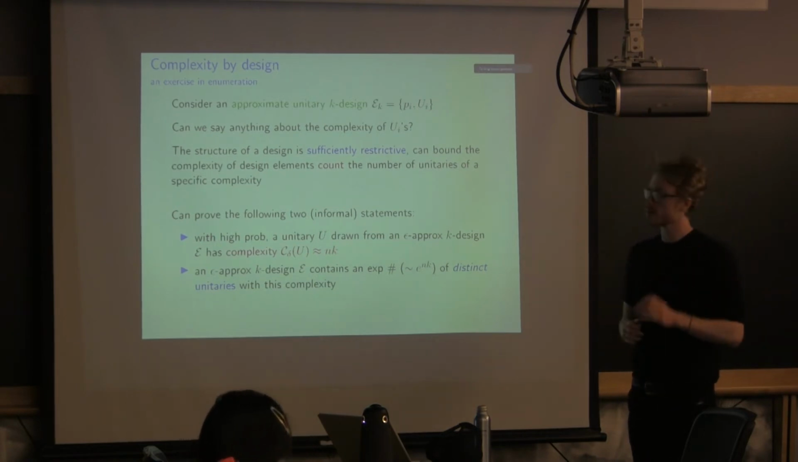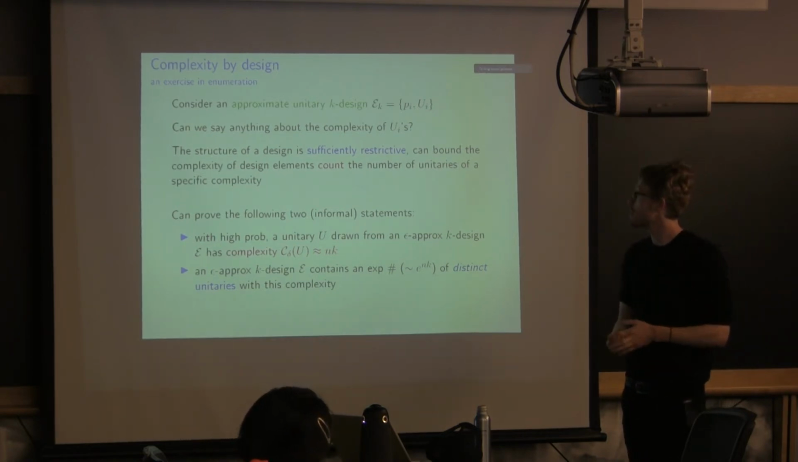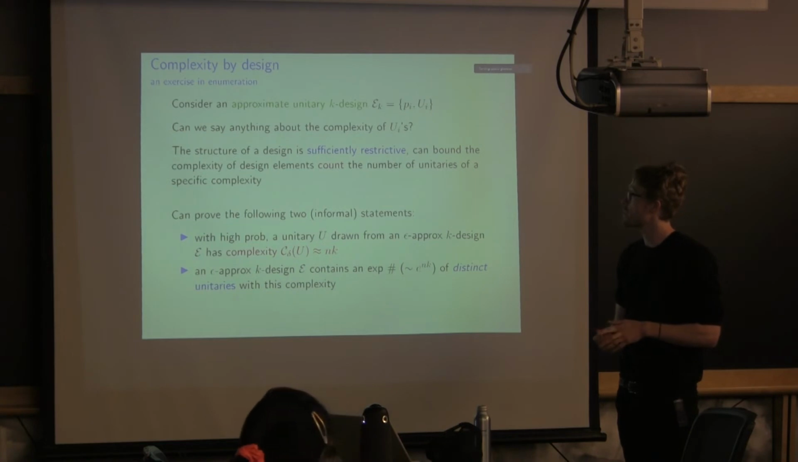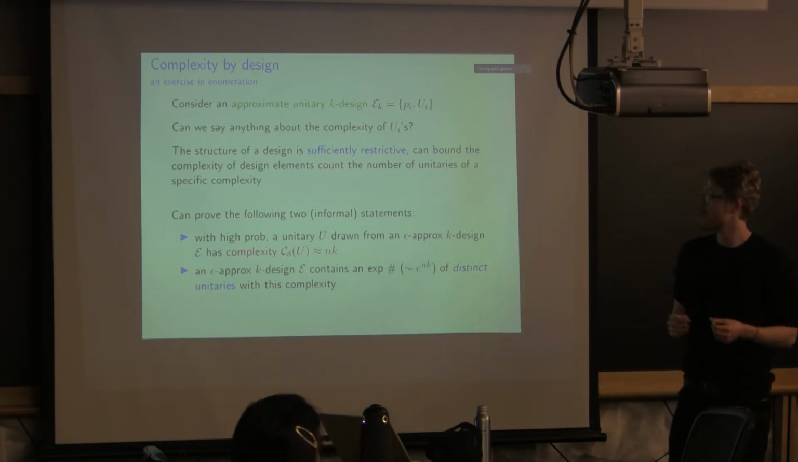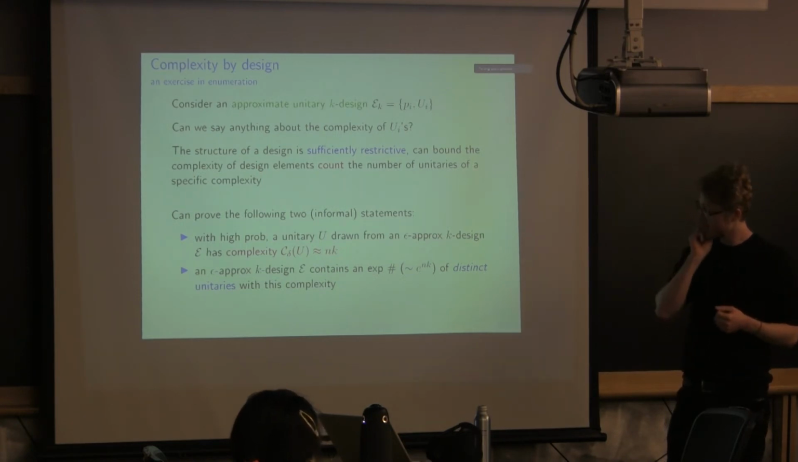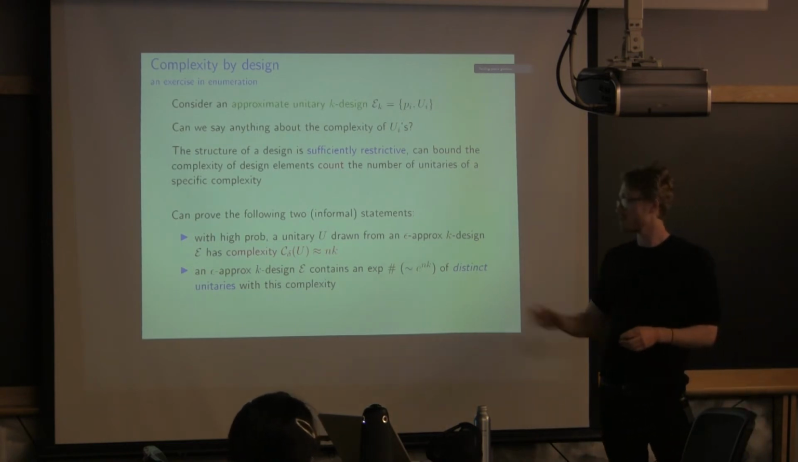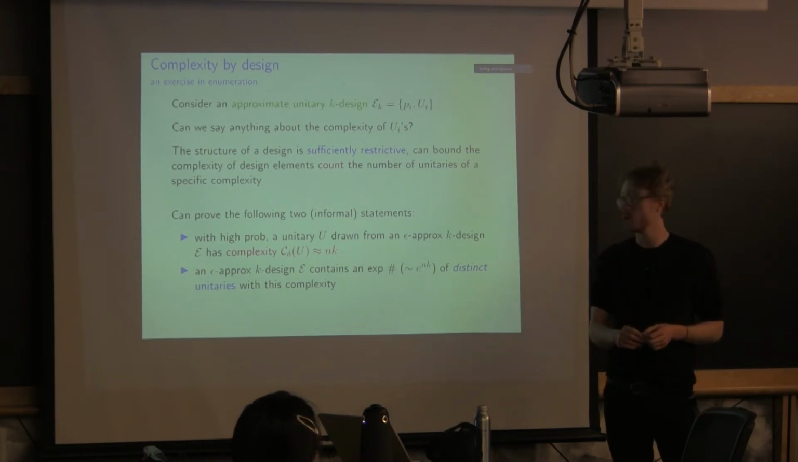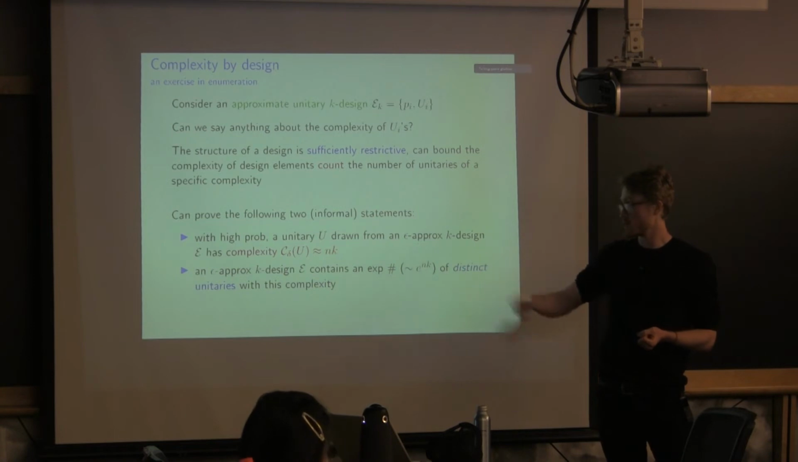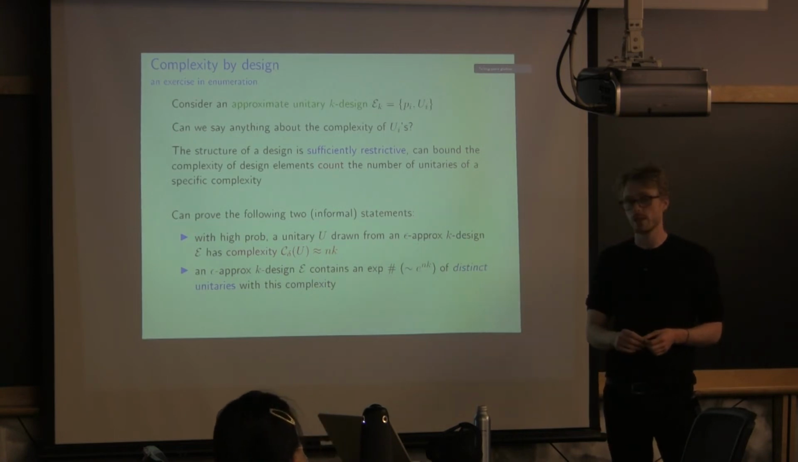Good. So I told you these are very nice ensembles of unitaries. You can ask, does the structure of a design allow you to say anything about the complexity of the design elements? And the answer is yes, and I'll just give two informal statements. You can prove that with extremely high probability, exponentially close to 1, a unitary drawn from an approximate design has complexity approximately equal to n times k. So it scales linearly in k.